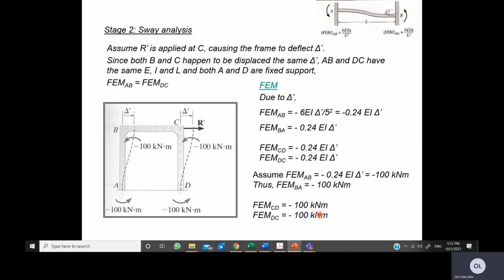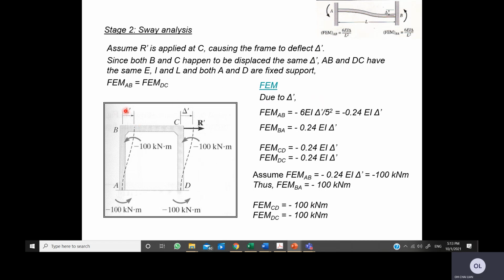So now, after stage 1 is completed, we obtain M1 and the R value. We need to proceed with the sway analysis. In this sway analysis, we need to put in the moment distribution table with the fixed moment taken from the deflection. The fixed moment is due to deflection. The deflection has been given the name delta prime. You can use delta, no problem, or delta double prime, no problem.